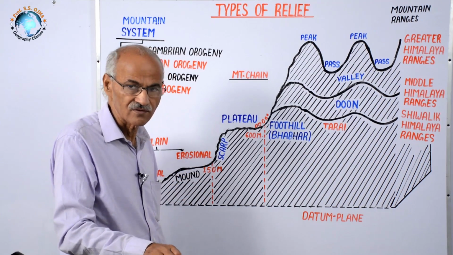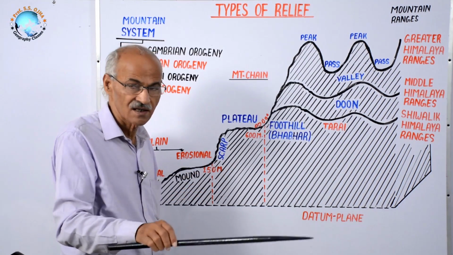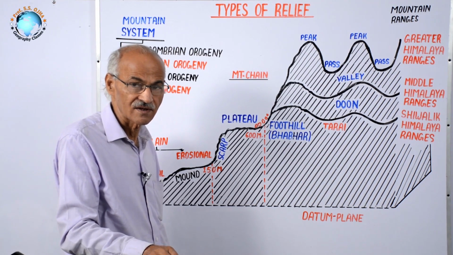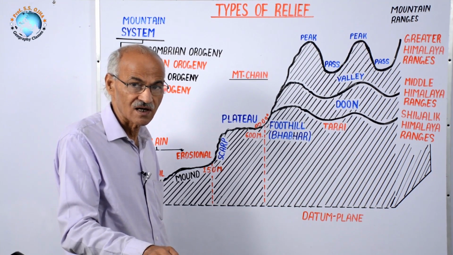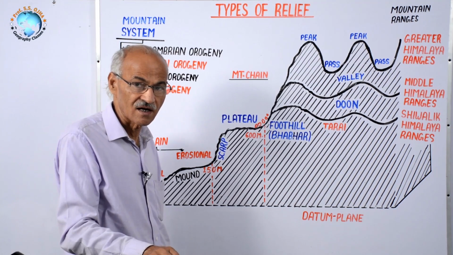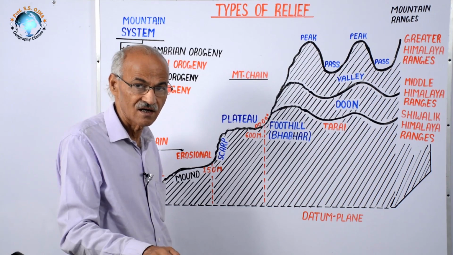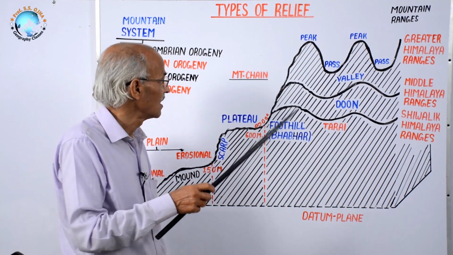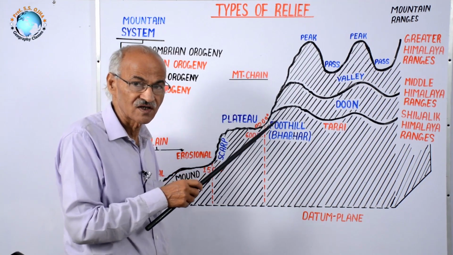For example, if you take the Rockies and the Andes, like the Himalayas, they also have 3 ranges. In the Latin language, mountains are called cordillera. So in North America the Rockies, and in South America the Andes, are called cordillera. In the cordillera there are 3 ranges: Cordillera Oriental, Cordillera Central and Cordillera Occidental. So the Rockies is also an example of a mountain chain, and the Andes is also a mountain chain having 3 ranges.